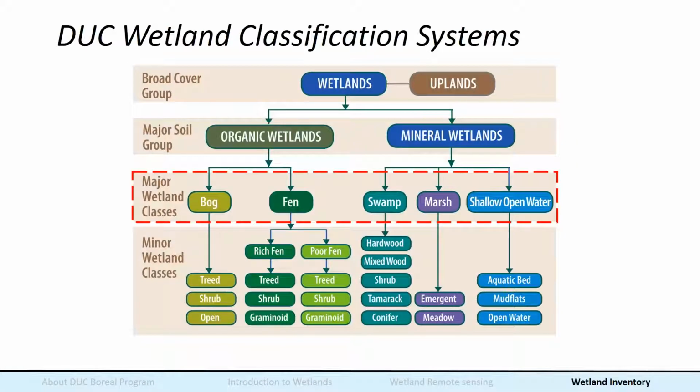So now I would like to get into DUC's wetland classification system. At the top, we have our broad cover groups, which is wetlands and uplands, going down to our major soil groups, which is organic wetlands and mineral wetlands. And finally, our major wetland classes, of which I talked about before, which are bog, fen, swamp, marsh, and shallow open water.